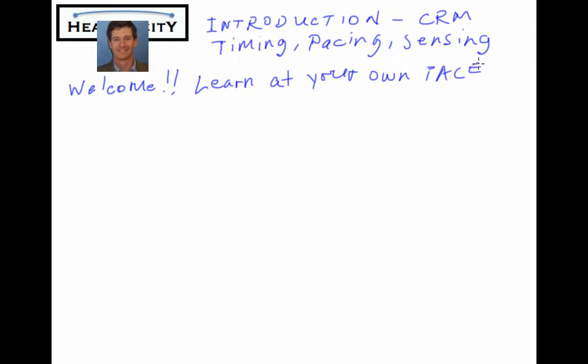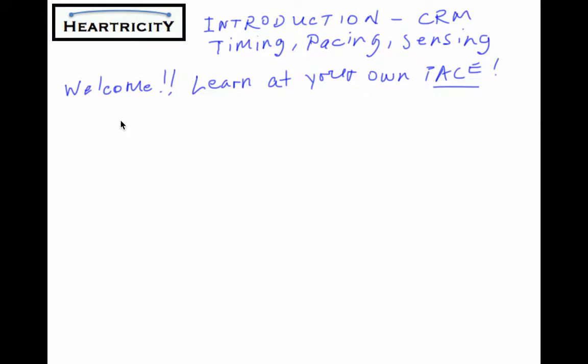Today's video is an introduction into three of the basic elements of cardiac rhythm management, and those are timing, sensing, and pacing. We could include shocking as a fourth element, but since that is specific to just ICDs, we'll cover that as its own topic in a later video. In this video, we're going to touch on these three topics, and in subsequent videos, we'll go more in depth into each one of these.